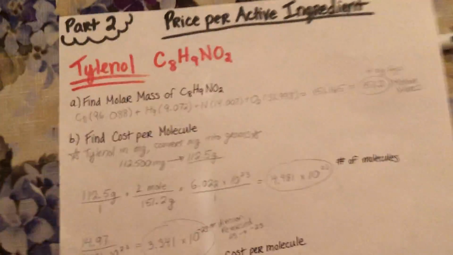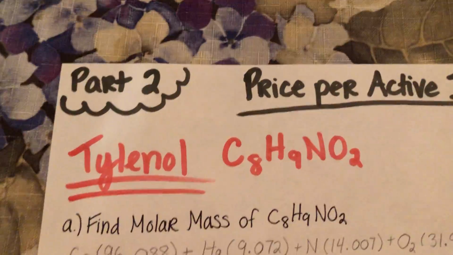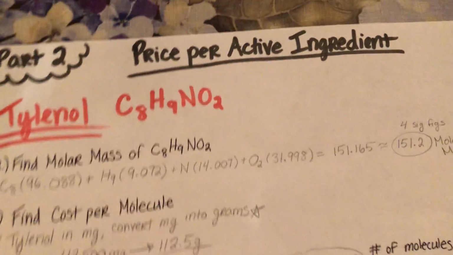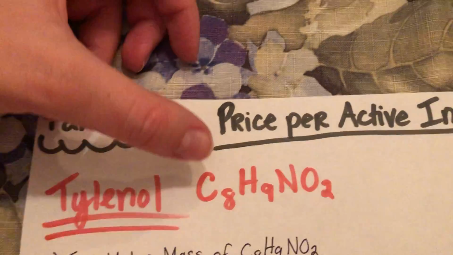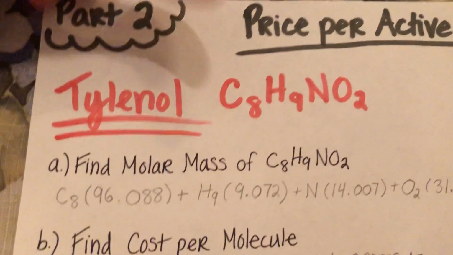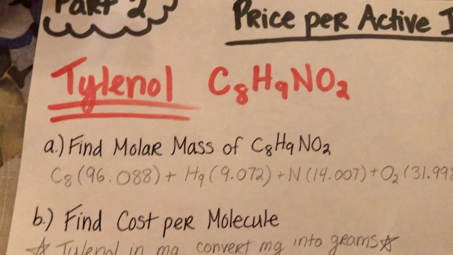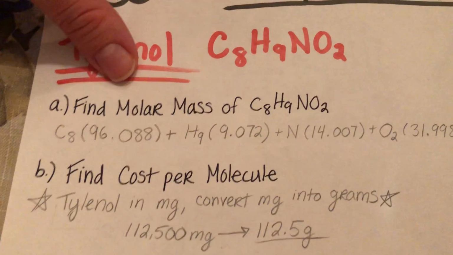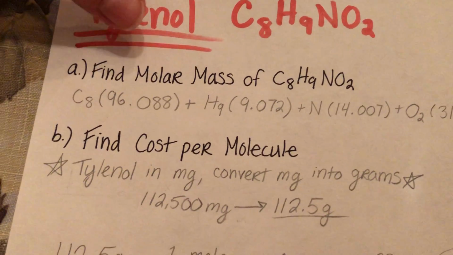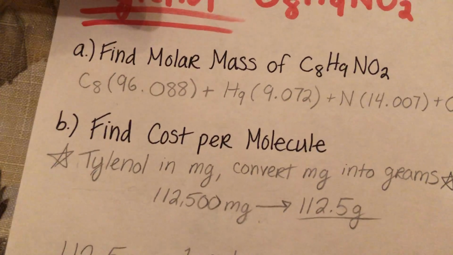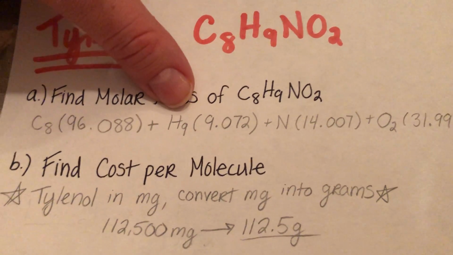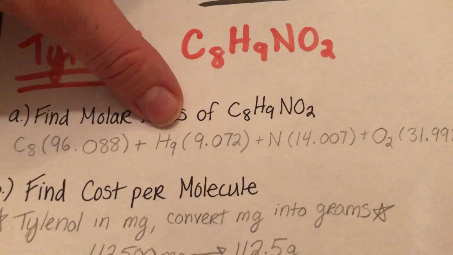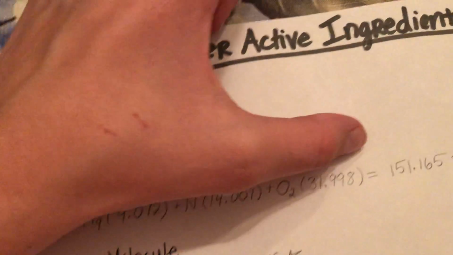All right, so now we have part 2, price per active ingredient. So now we're figuring out what is the cost per molecule in Tylenol. The chemical compound for Tylenol is this. So first thing we're going to do is find the molar mass. So carbon, 12.011 times 8. That's giving you this. Hydrogen, 1.008 times 9. That's giving you this. So on and so forth.